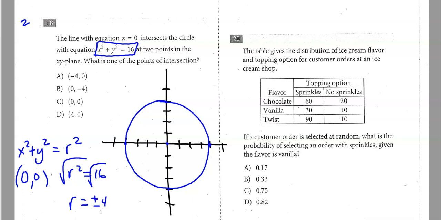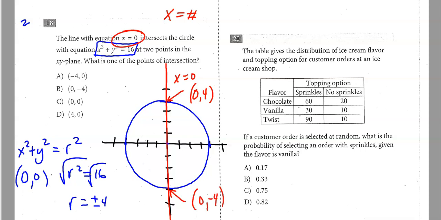Then it gives the equation of the line x equals 0. Whenever it's x equals some number, those are vertical lines. So they're basically talking about the line x equals 0. It looks like it intersects right there at (0, 4) and then right there at (0, -4). It looks like the only one that fits is B.